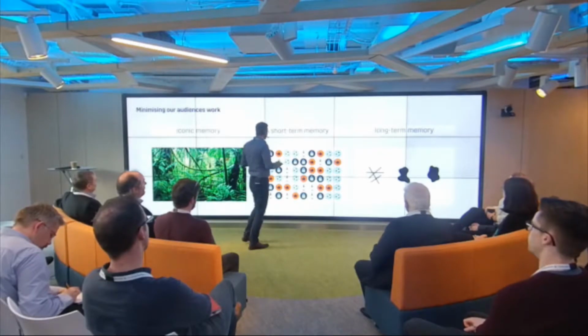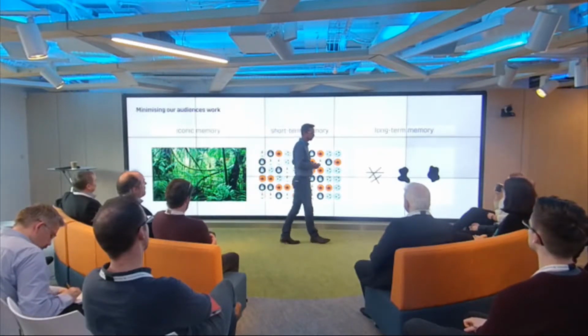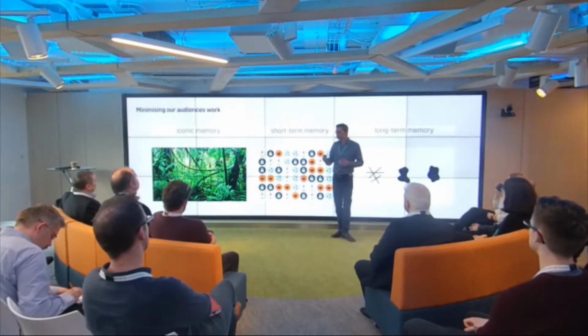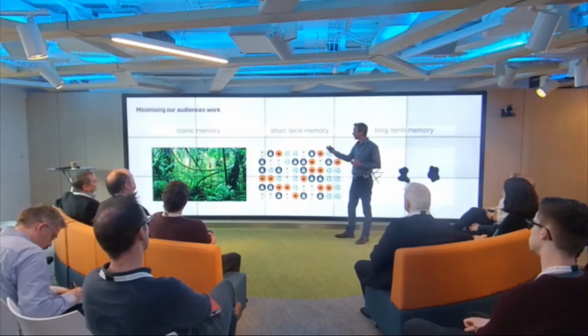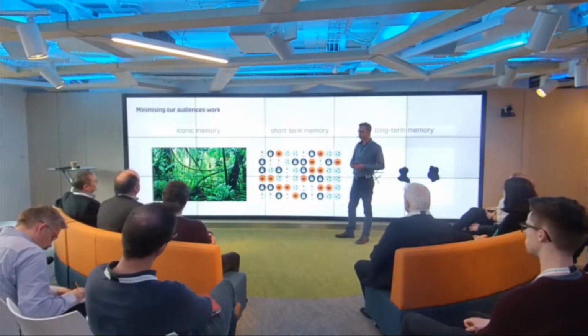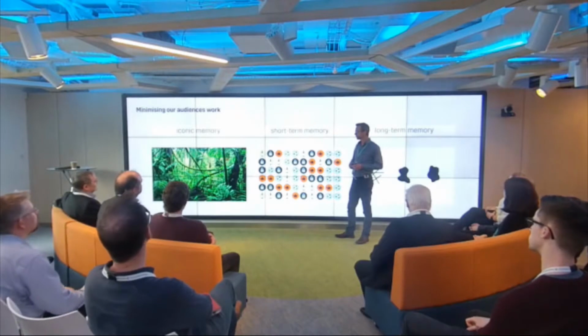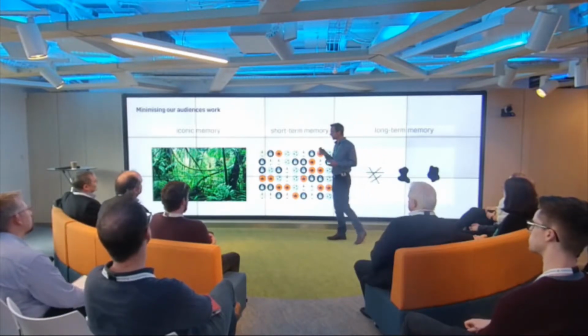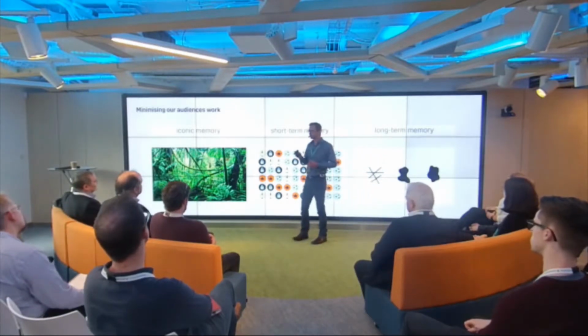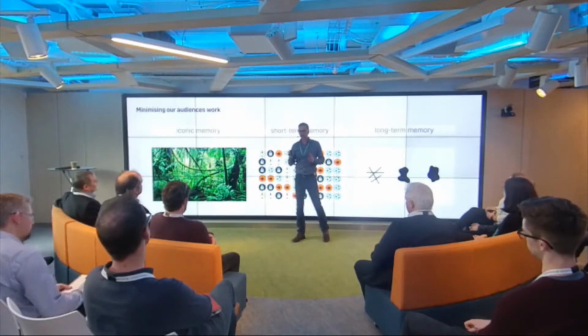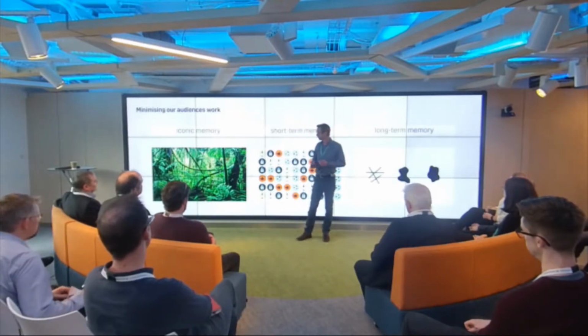So, how do we minimize the amount of work that we ask our audiences to do? We can leverage the power of our different types of memory that we have. First of these is iconic memory. Iconic memory is the super fast type of memory that means you are unconsciously aware of things.